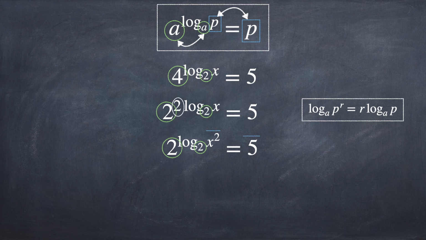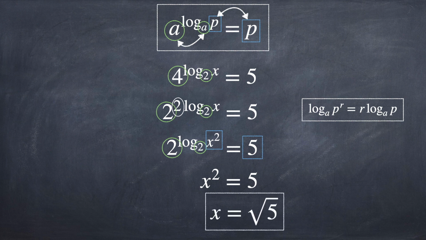Now, by comparison, we can say that x squared is equal to 5 and x is equal to the square root of 5. We reject the negative square root of 5 because log cannot take a negative value.